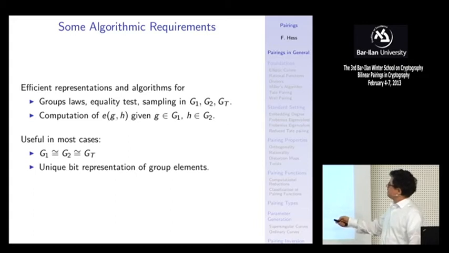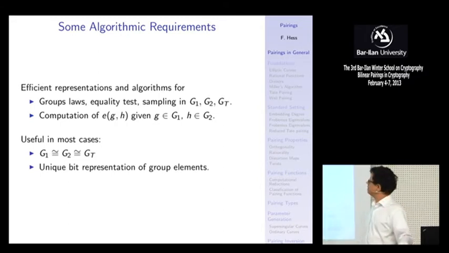So first of all, efficient computation in the forward direction. We want the group laws on G1, G2, and GT to be efficiently computable, of course, with efficient representation and so on. You fill in what you need. Of course, equality tests should also be efficient, sampling of random elements as well. And then plugging elements into the pairing and the computation of this value should also be efficient. That is stuff one wants to have.